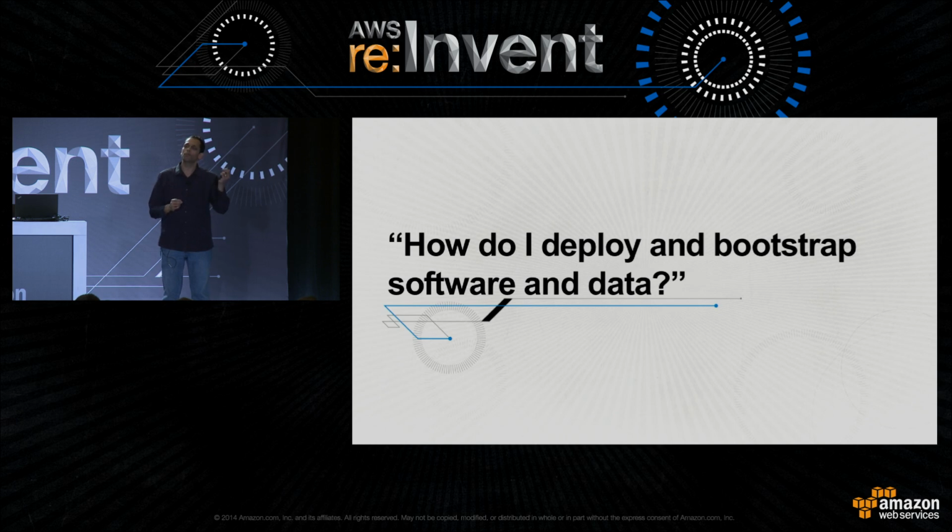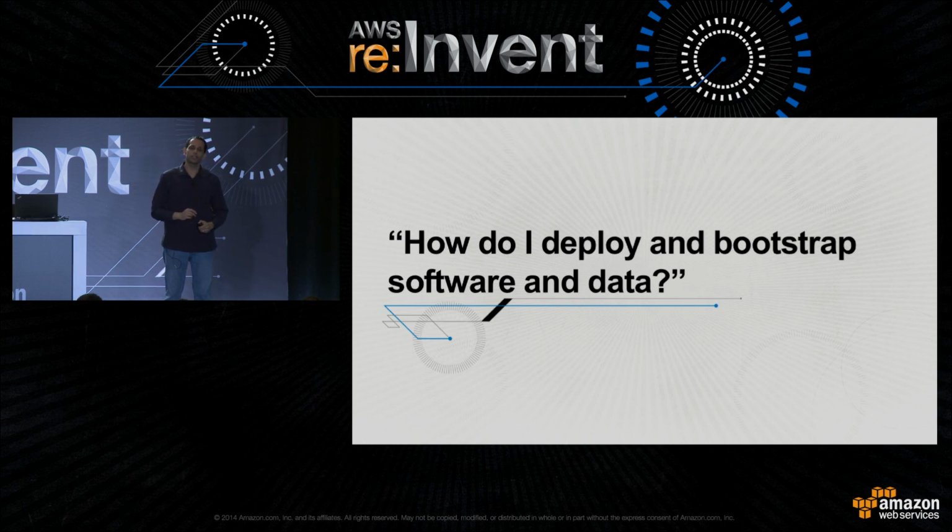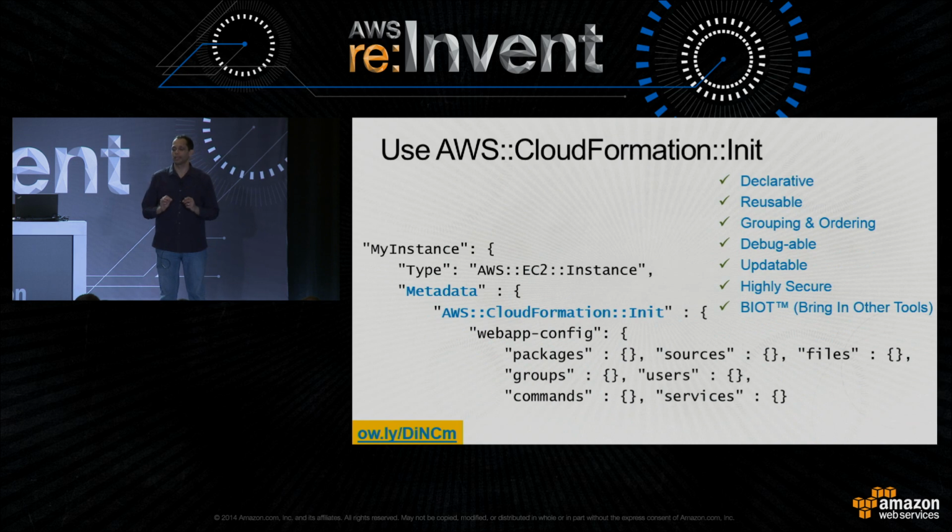So how do you bring down those application bits onto your stacks and start running the application? There are several ways of doing this. Our recommendation is to start with CloudFormation Init. CloudFormation Init is a template section that allows you to define the software that you want to install and start running when an instance boots up.